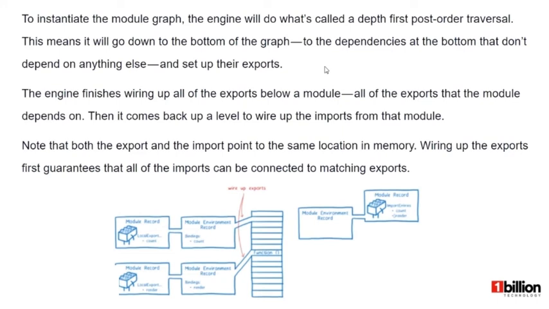To instantiate the module graph, the engine will do what is called a depth first post order traversal. This means it will go down to the dependencies at the bottom of the graph that don't depend on anything else and set up their exports. The engine finishes wiring up all of the exports that the module depends on, then comes back up a level to wire up the imports from that module. Note that both exports and imports point at the same location in memory. Wiring up the exports first guarantees that all the imports can be connected to the matching exports.